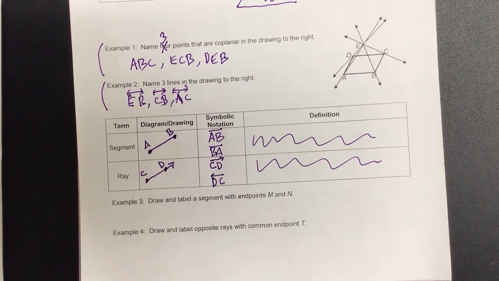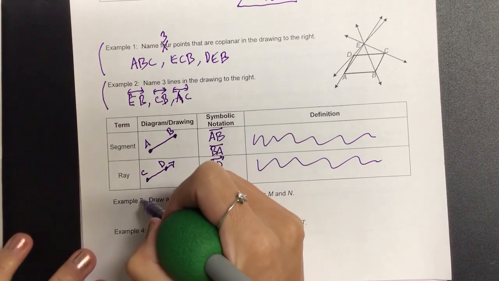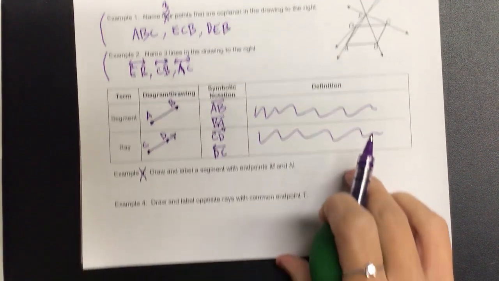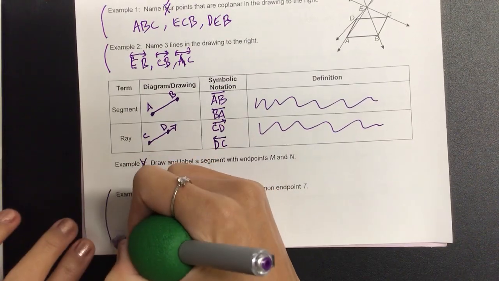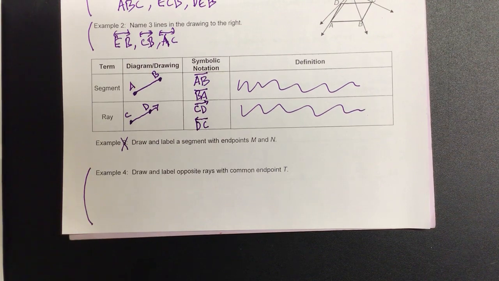So I guess a ray is the only one that's a little bit picky, right? I don't want to worry about that. Let's move on to example number 4. And let's try that with a partner. See if you can draw this image. And then I'll reveal it.